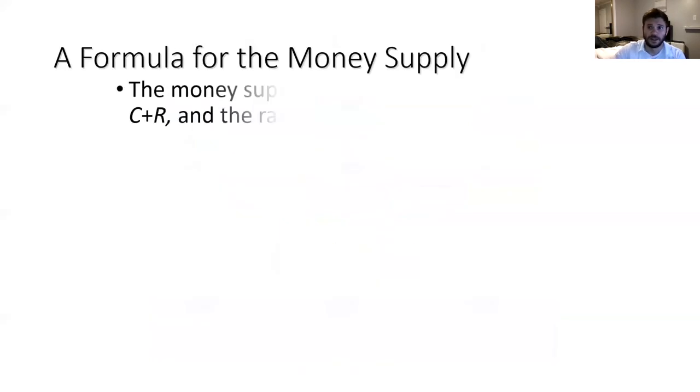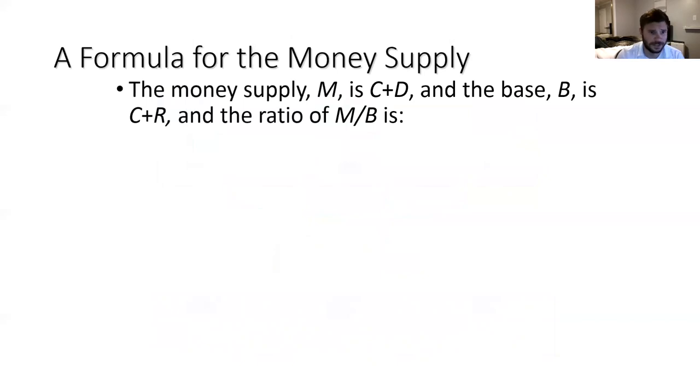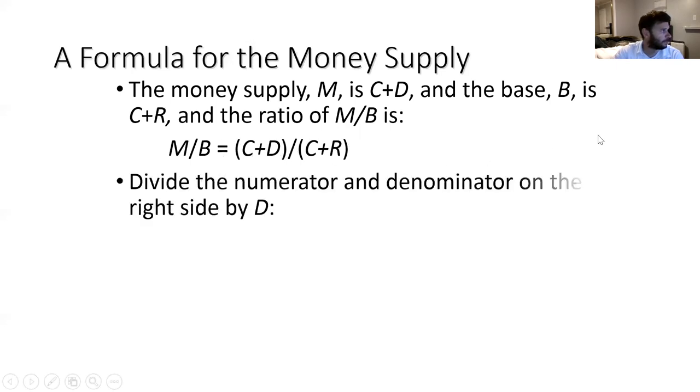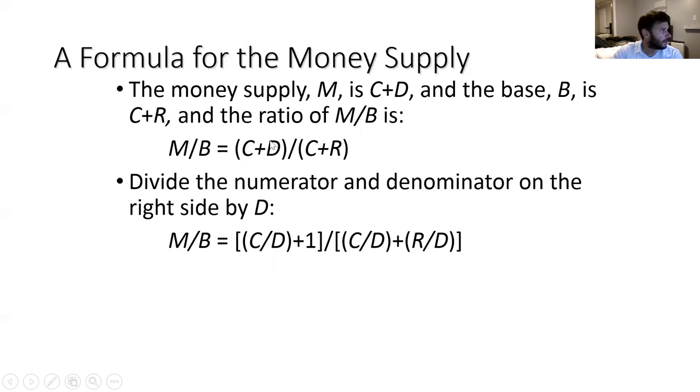So the money supply we defined as currency and deposits, and the base was currency and reserves. If we divide the money supply by the base, we wind up with (C + D) over (C + R). If we divide the numerator and the denominator by D, bringing a 1 over D into each of the terms, top and bottom, that gives us the following. The C up top becomes C over D. The D up top just becomes 1. And the two terms in the bottom become C over D and R over D respectively.